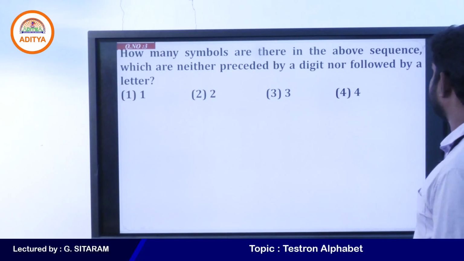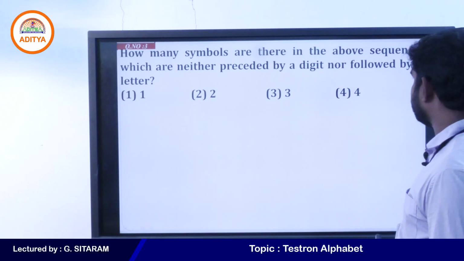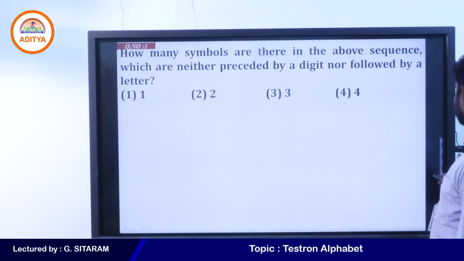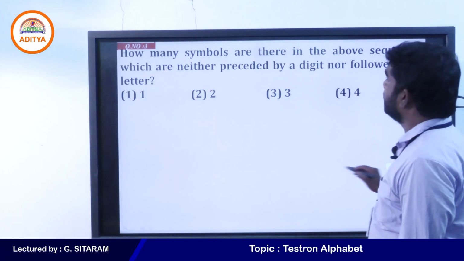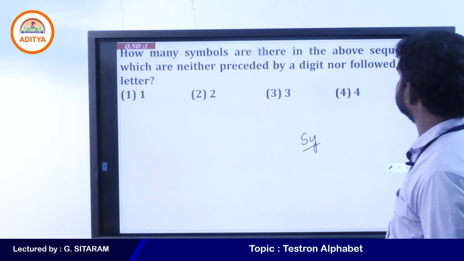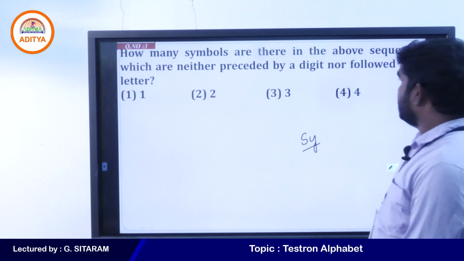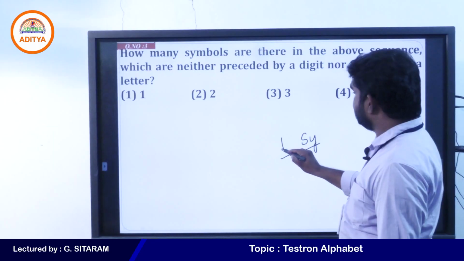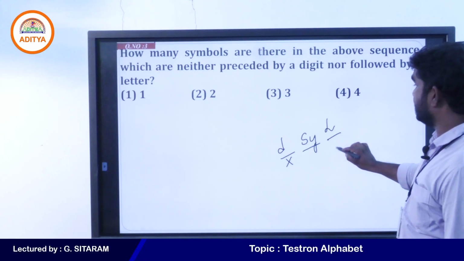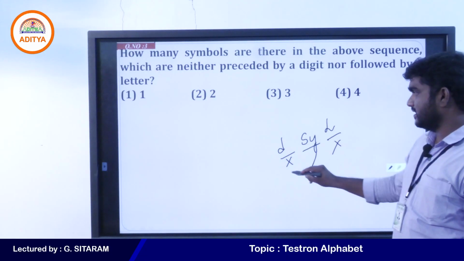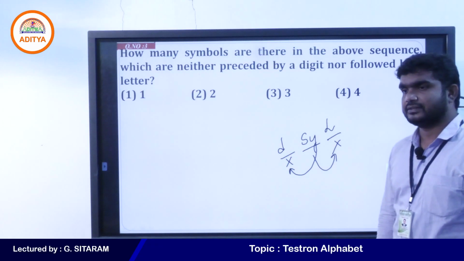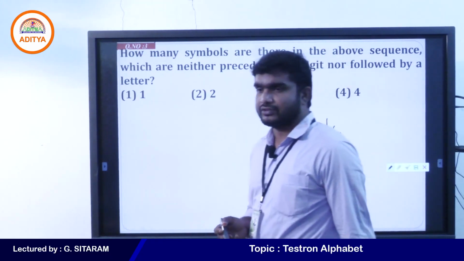How many symbols are there in the above sequence which are neither preceded by a digit nor followed by a letter? You have to count the symbols. You can't take a digit here, nor followed by a letter. If it is preceded by a digit, you can't take it. If it is followed by a letter, you can't take it. Just count those and give your answer.